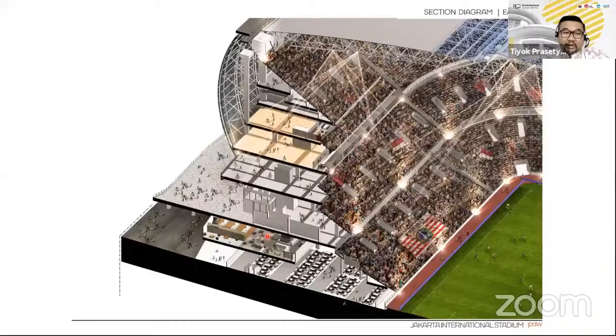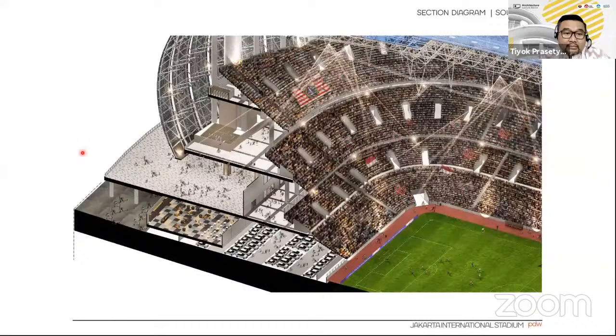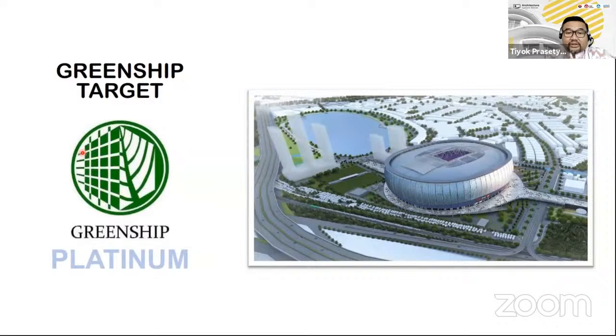This is the main concourse. The main concourse is designated only for people who have a ticket during the match or event, but everybody outside can also participate outside the stadium because there's a lot of park space. So this is a diagrammatic section through the building. And it already has a design recognition for Greenship Platinum with this perforated facade.